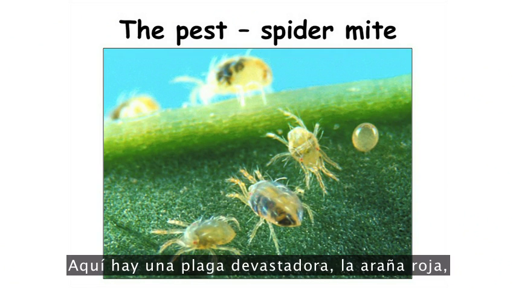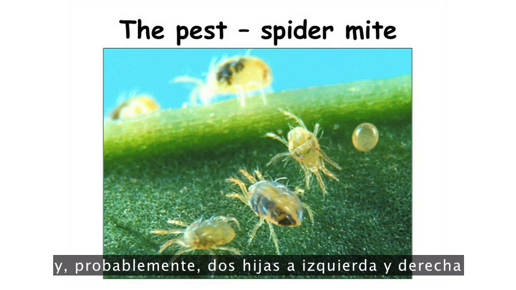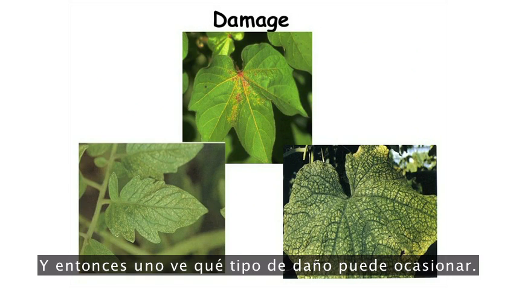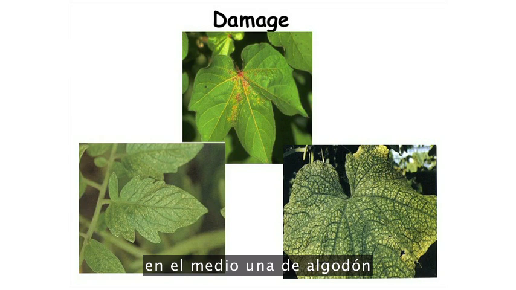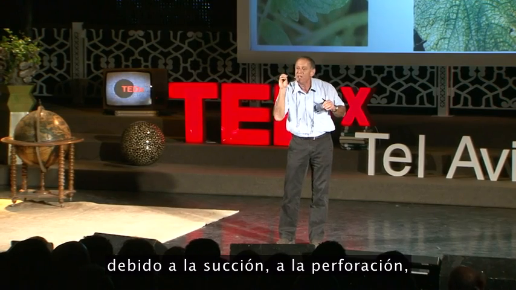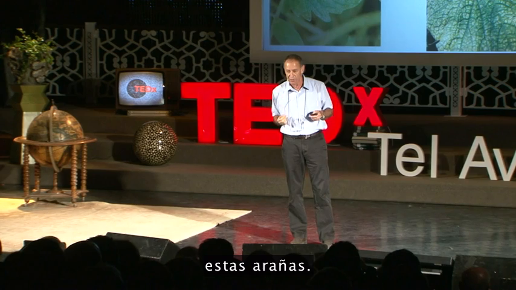Here is a pest, a devastating pest, a spider mite, because it has a lot of webbing, like a spider. You see the mother in between, and 2 daughters probably on the left and right, and a single egg on the right-hand side. And then you see what kind of damage it can inflict. On your right-hand side, you can see a cucumber leaf, and in the middle, a cotton leaf, and on the left, a tomato leaf with these little stipplings. They can literally turn from green to white because of the sucking, piercing mouth parts of those spiders.